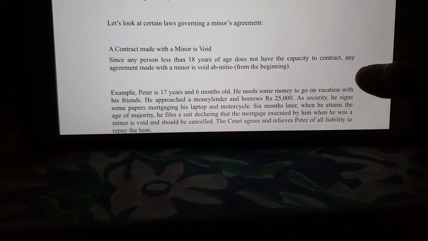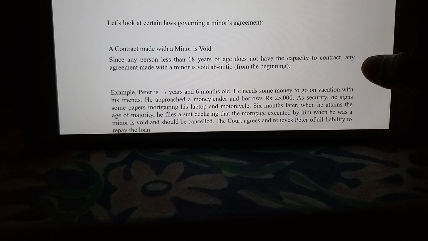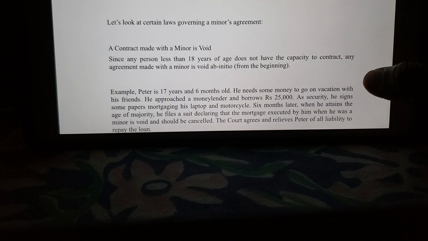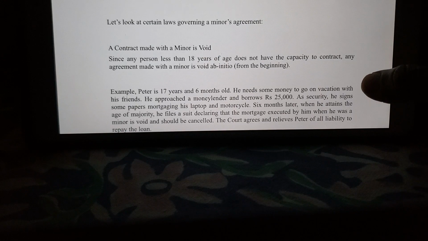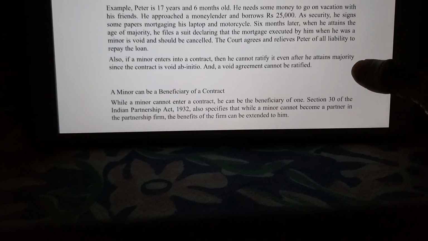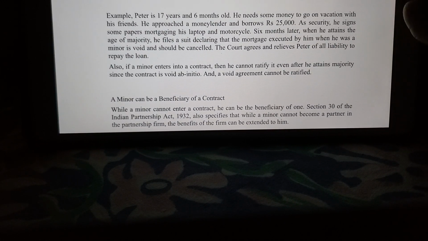A contract made with a minor is void since any person less than 18 years of age does not have the capacity to contract. Any agreement made with a minor is void ab initio, from the beginning. Void ab initio means void from the beginning. Example: Peter is 17 years and 6 months old.